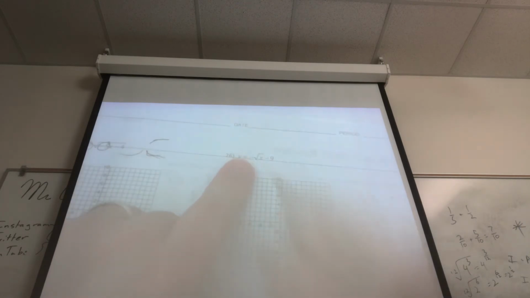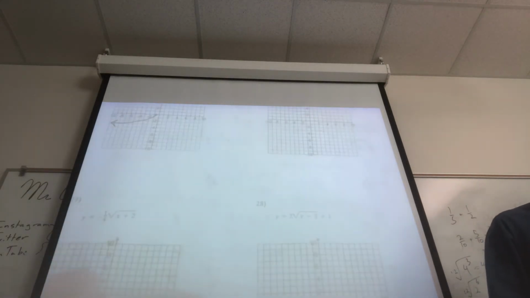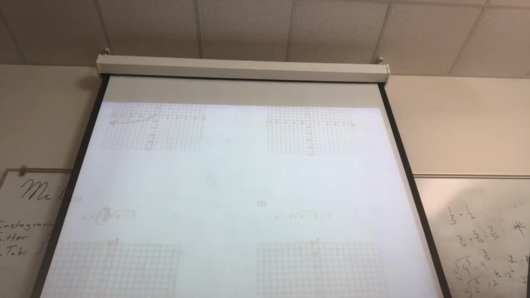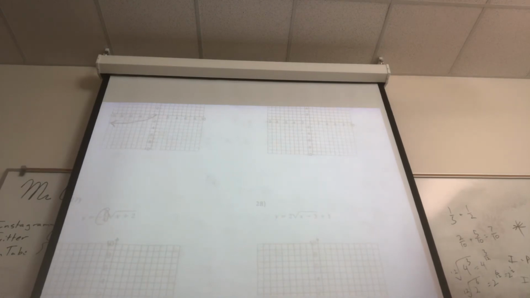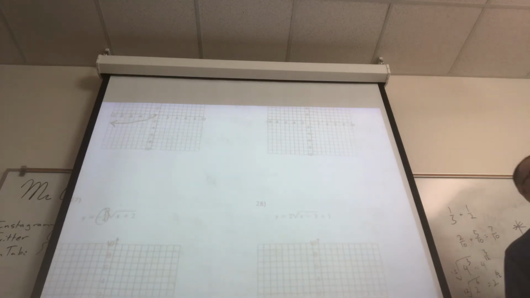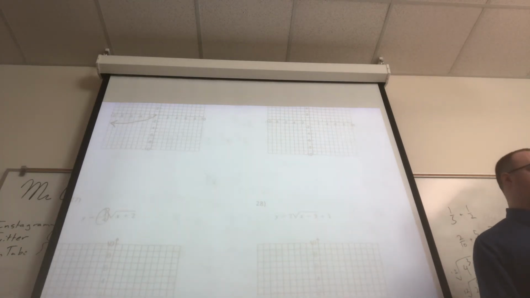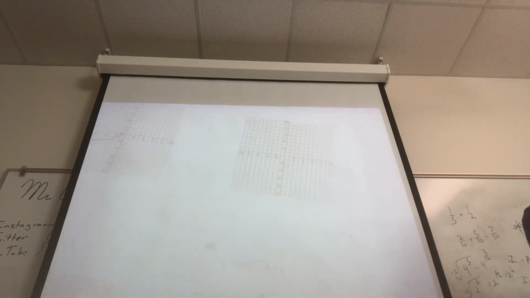So like 26, there's the negative outside, it'll be upside down. 27, there's the negative outside, it's going to be upside down. The rest of them, really, it's kind of where it is. I'm not going to be super picky on stuff, but you have a graphing calculator. You have access to a table. You ought to be able to make a decent looking graph out of what's going on. It should be pretty accurate.